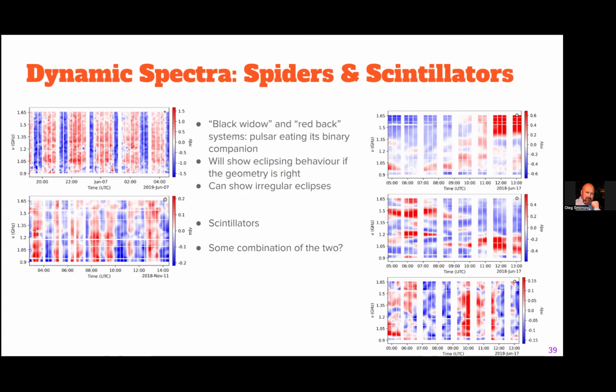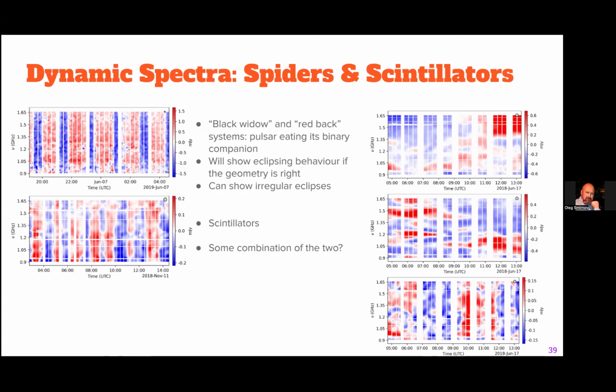There's all this matter being accreted onto the pulsar. And if the geometry is right, you're going to get eclipsing behavior. And you can see this eclipsing behavior very clearly, certainly in the top one, right? The outlying stripes, that's the pulsar eclipsing. The eclipses can be irregular, I'm told. I'm not sure I understand why. Probably something to do with it not being just the companion that's eclipsing the pulsar, it's also all the accreting material. So that geometry probably evolves.